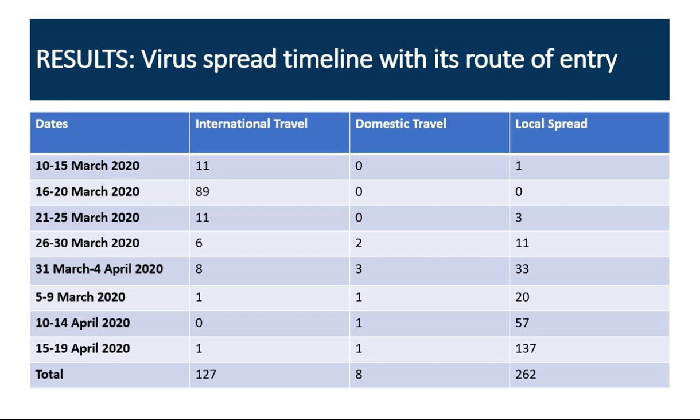Virus spread timeline with its route of entry. In this table, we have tried to draw on the sources of the spread of COVID-19 and also the timeline. And I hope from this table you can appreciate that in the first few days, we see that most of the cases were due to international travel. However, as we move down the timeline, we see that the cases begin to emerge with a more drastic frequency, and it also begins to spread due to local spread. Yeah, so this is a very interesting graph.